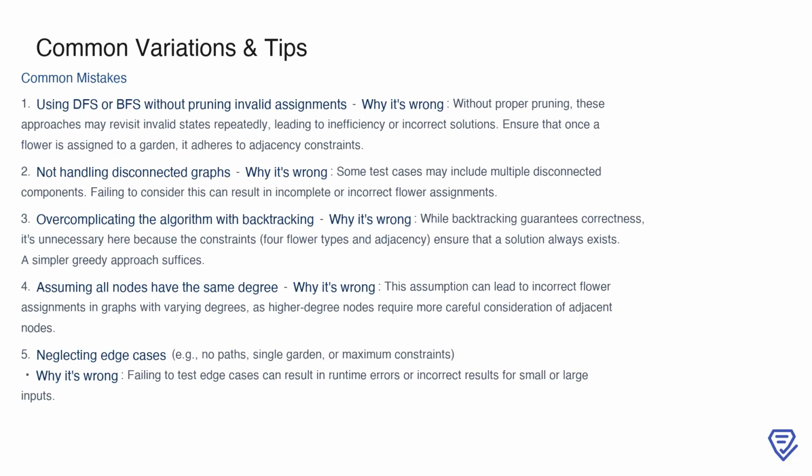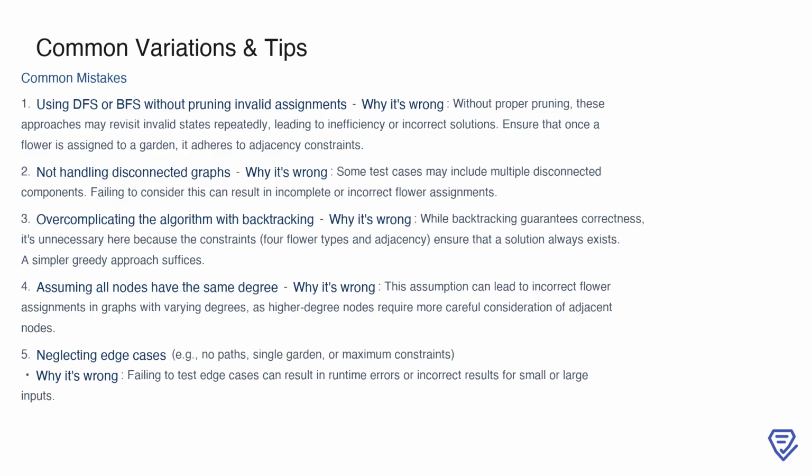Now, let's discuss some common mistakes that can arise when solving this problem. First, using DFS or BFS without pruning invalid assignments can be problematic. If we don't eliminate invalid states as we explore, the algorithm might revisit them repeatedly, leading to inefficiency or even incorrect results. To address this, ensure that once a flower is assigned to a garden, it respects all adjacency constraints. Another frequent error is not accounting for disconnected graphs. Test cases might include multiple disconnected components, and failing to handle these can result in incomplete or incorrect flower assignments.